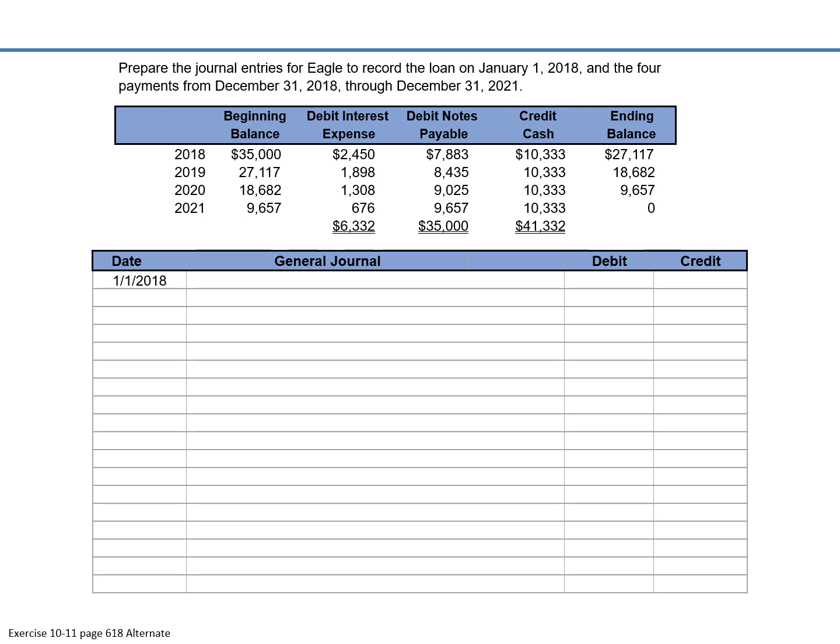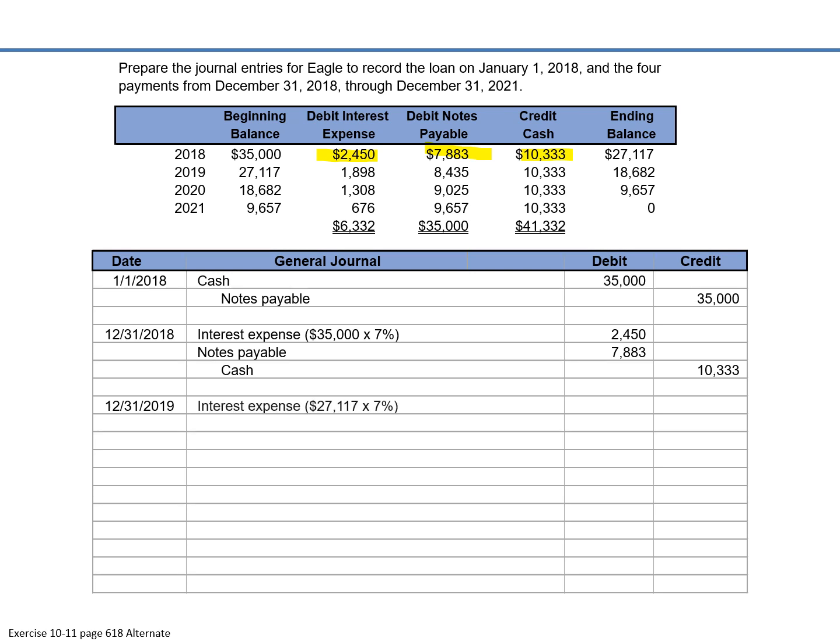All right, so on January 1st of 18, when they take out the note, we're going to debit cash for 35,000 and credit note payable for 35,000, right? Then when we make our first payment, we're going to debit interest expense for this 2,450, debit notes payable for 7,883, and credit cash for 10,333, right? Then second payment, debit interest expense for 1,898, that's this guy here. Debit notes payable for 8,435, and credit cash. Same thing for 20.